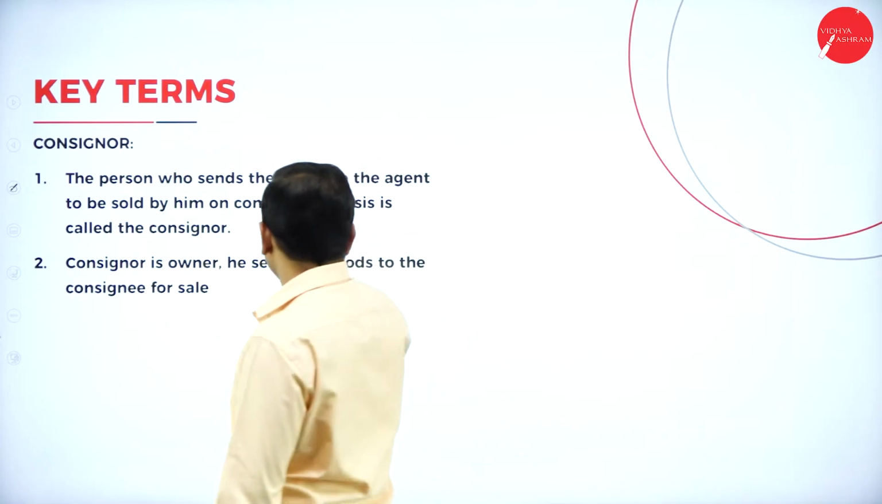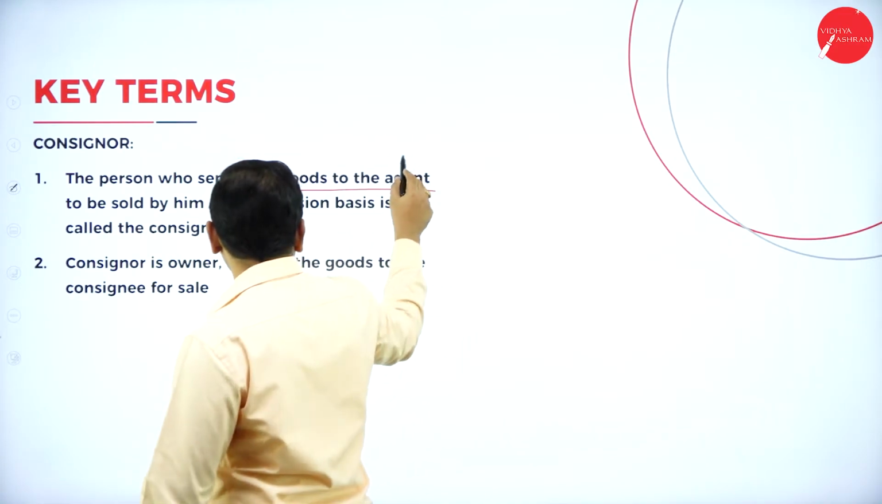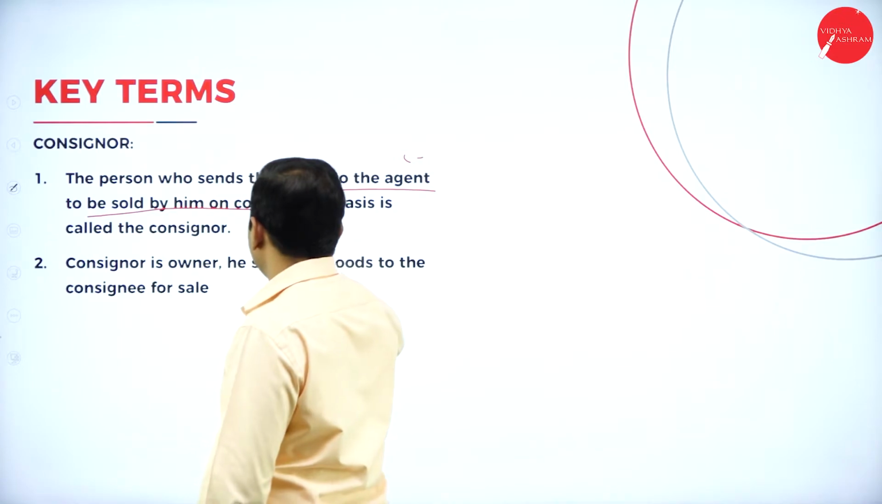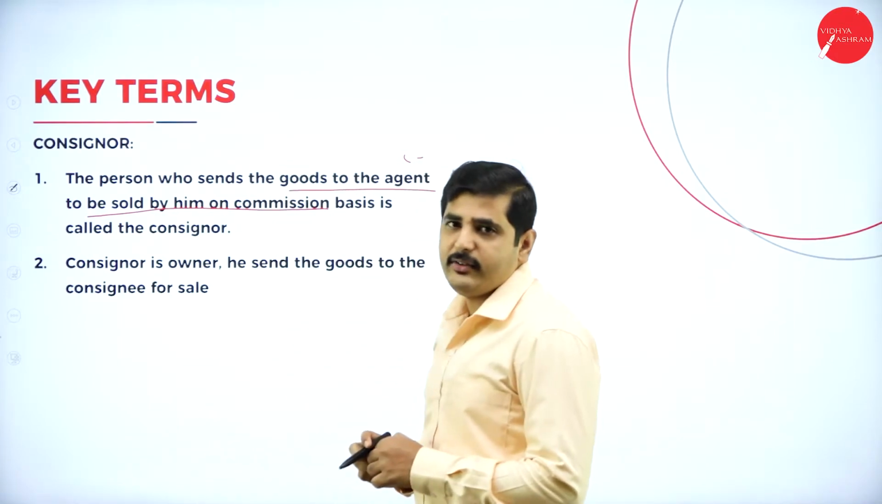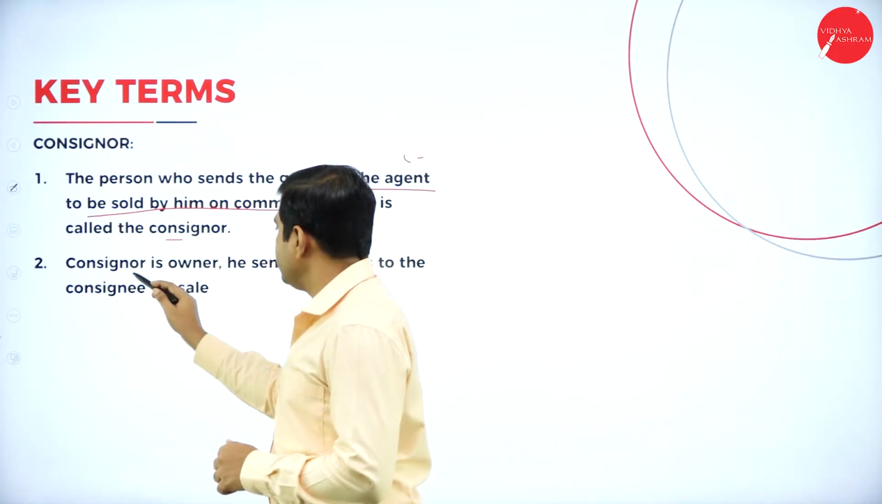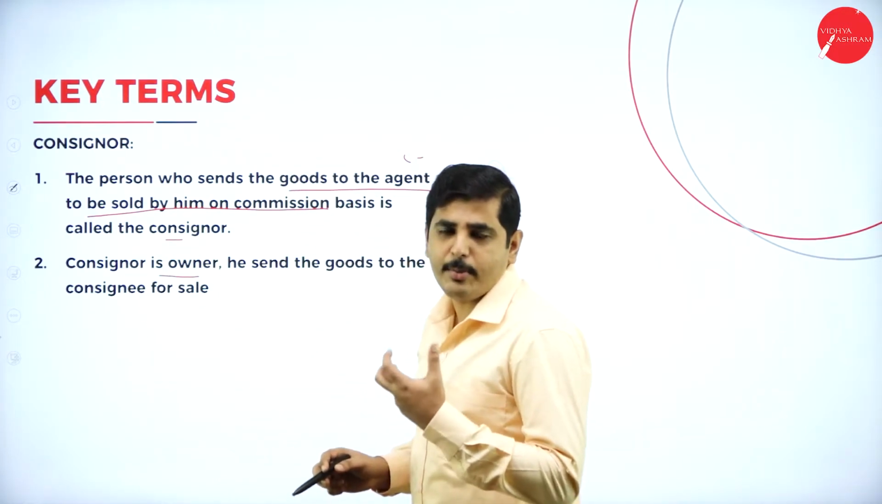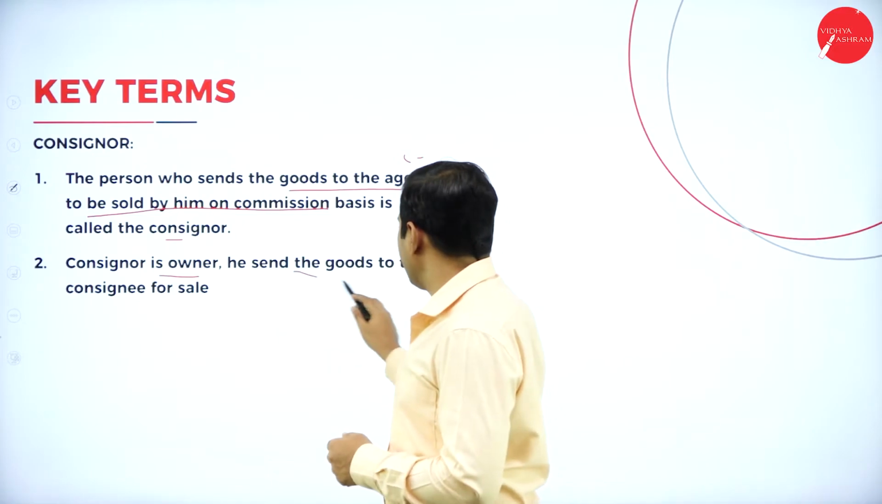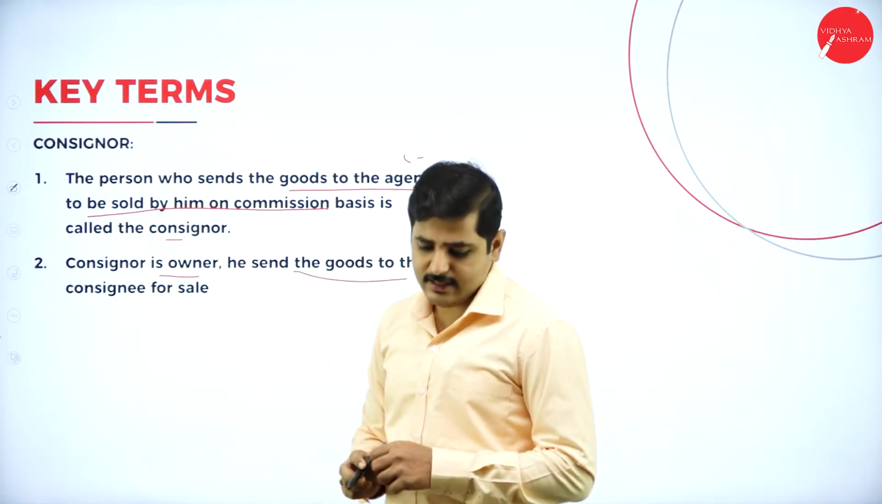He is the person who sends the goods to the agent, the consignee, to be sold by him on a commission basis. So the consignee will get the commission for every product sold. This is called the consignor. The consignor is the owner or producer of the goods. So he sends the goods to the consignee for sale.